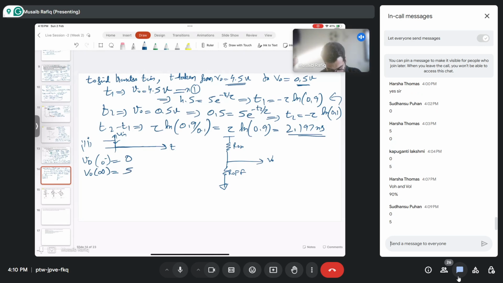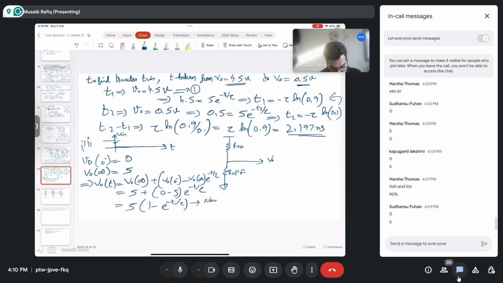Correct. So that implies my V0 of t will be equal to V0 of infinity plus V0 of 0 minus minus V0 of infinity, times e raised power minus t by tau. Plugging these values, it will be 5 plus 0 minus 5 times e raised power minus t by tau. So it will be 5 times 1 minus e raised power minus t by tau.